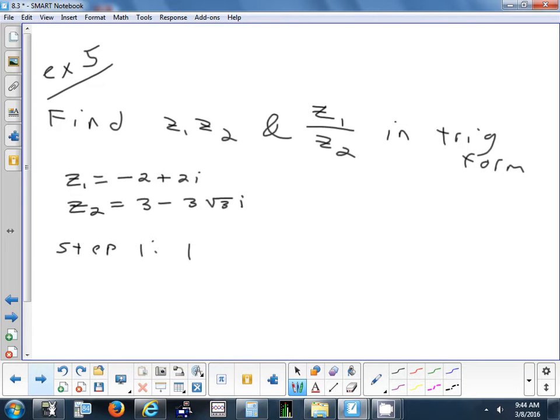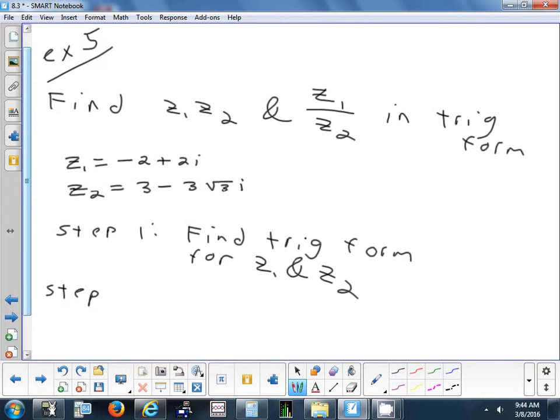So step one, find trig form for Z1 and Z2. Step two, use the formulas. And you can deal with a negative any way you want. You can do it either way I showed you. Make sure you're comfortable with both in case on the test it asks you to do it one way. But as far as the homework, whatever way you want.